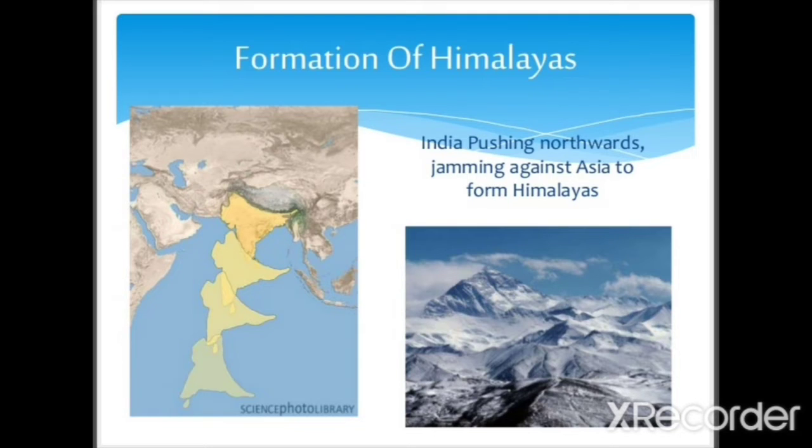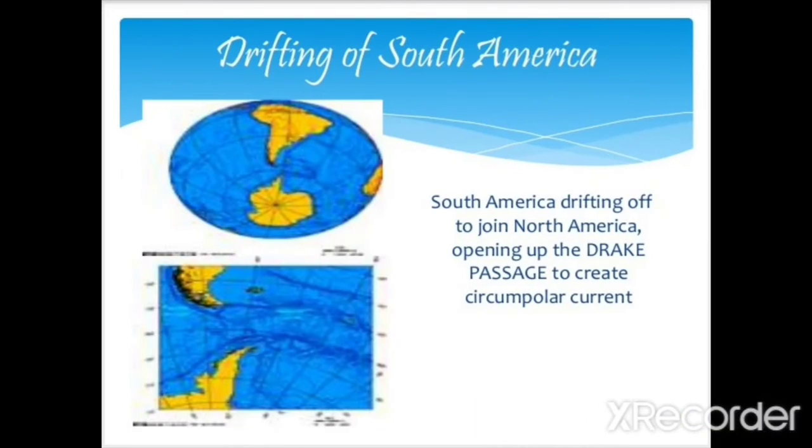Formation of Himalayas. We have learned in the chapter that India got pushed northward and formed the Himalayas. So you can see the images here. India pushing northwards, jamming against Asia. Jamming means colliding against Asia to form the Himalayas.